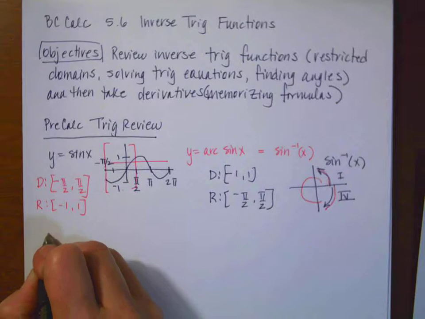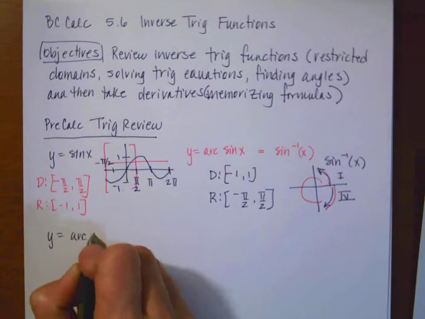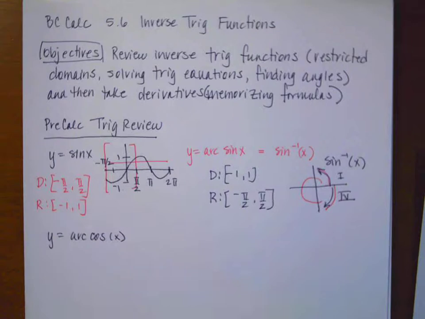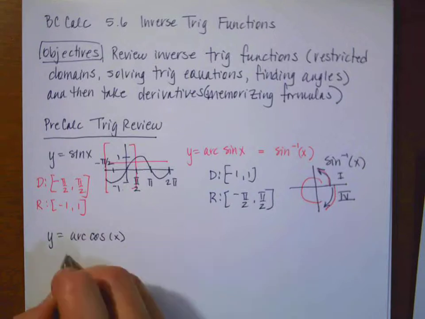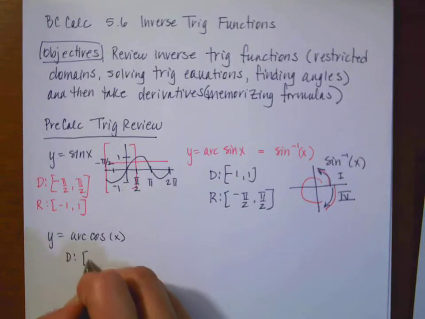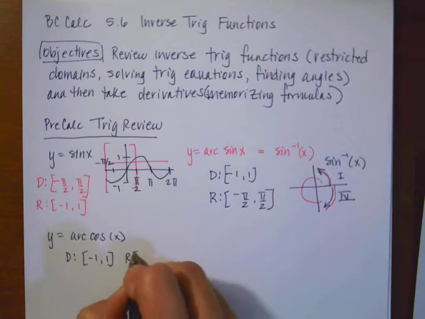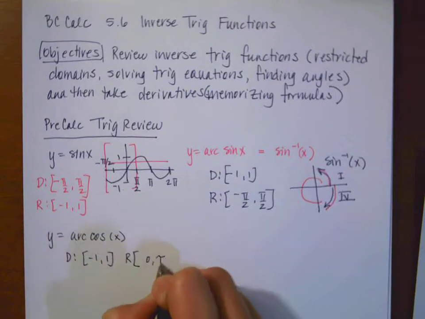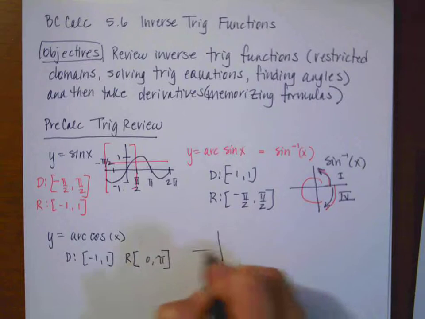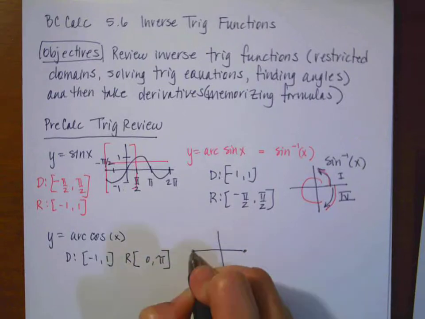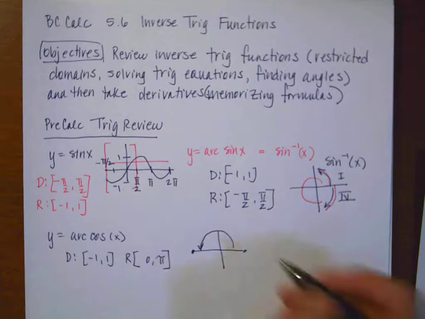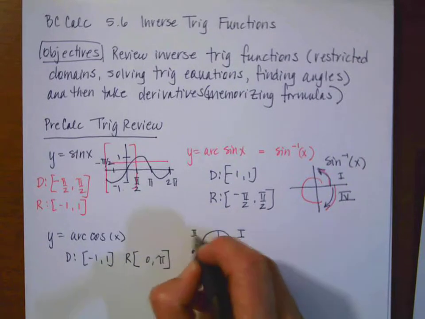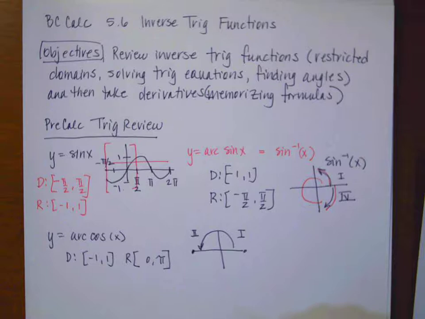All right, so if we go to our arc cosine, so y is equal to the arc cosine of x, it's going to have, again, the same restricted domain. So for arc cosine, the domain is going to be from a negative 1 to 1. The range is going to be from 0 to pi. And if you think about that on your graph, here's 0, here's pi. That means that the inverse of cosine is restricted to the first and the second quadrant.